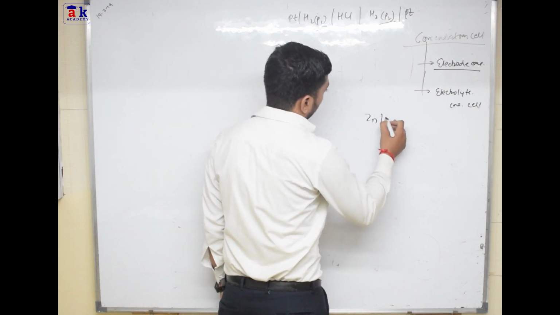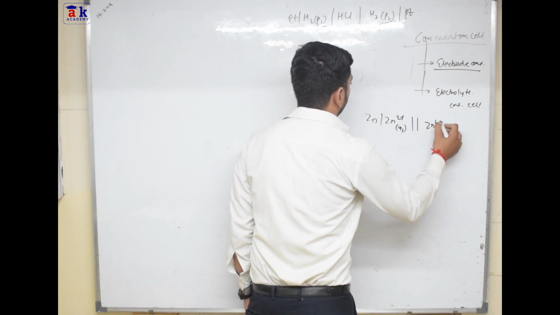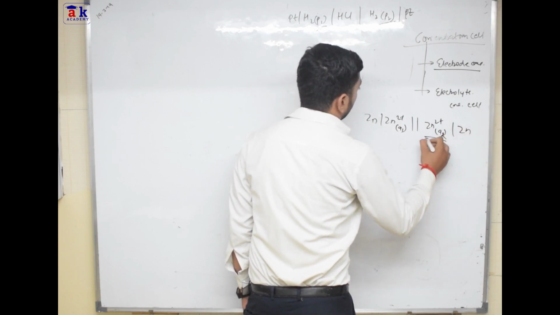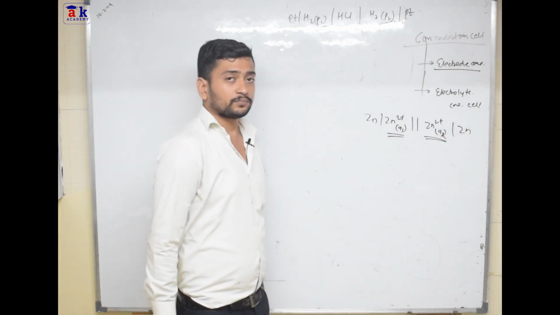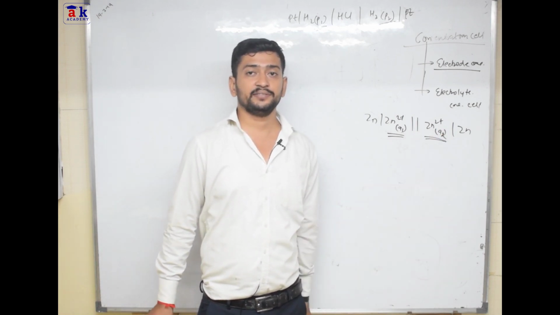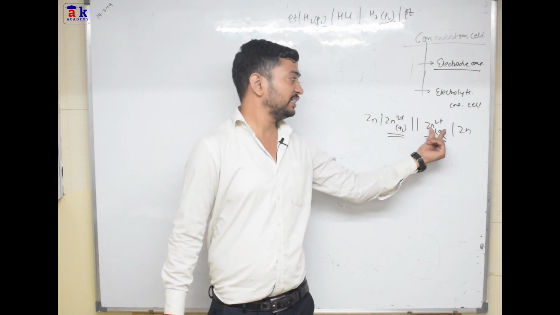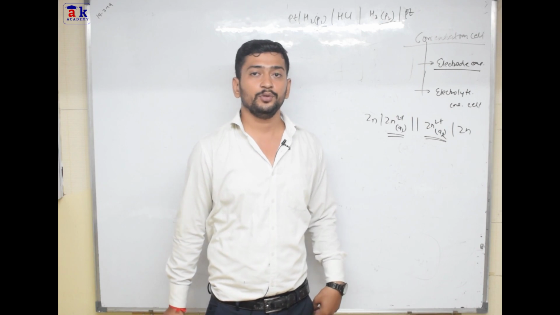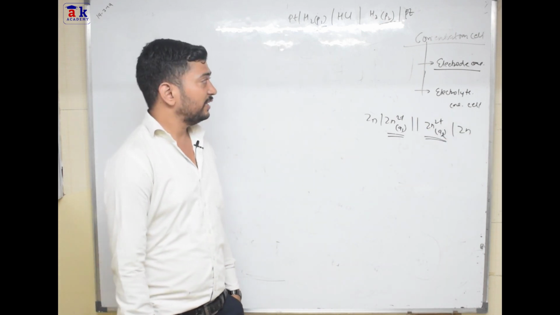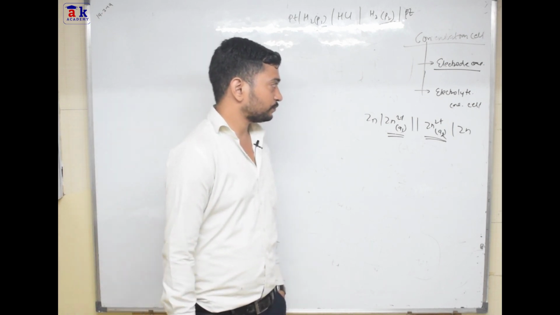Let's say we have Zn, here we have Zn2+, the concentration is A1, and here we have Zn2+, the concentration is A2, and here Zn. So as you can see, here we have two different electrolytes of different concentrations. Here we have Zn2+ of concentration A1, and here we have Zn2+ of concentration A2. So this is basically a type of electrolyte concentration cell. So we will learn each and everything in detail. So now let's see what happens actually.